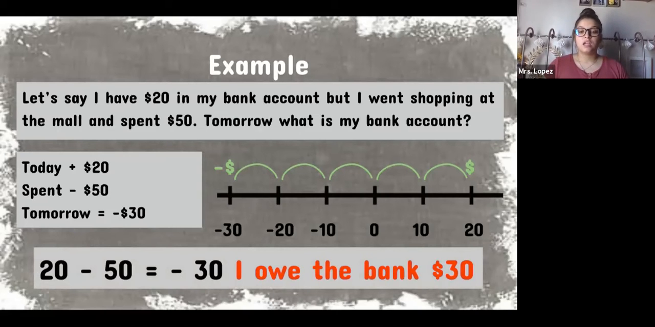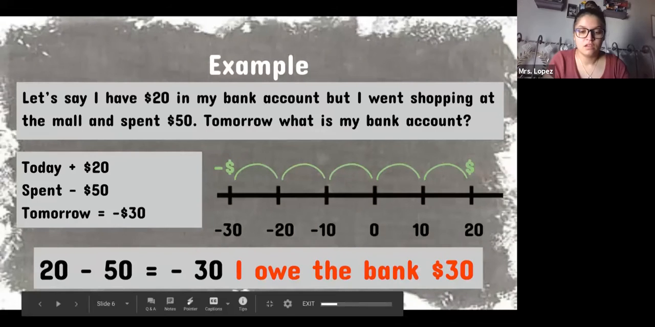This is where negative numbers really play out in the world. Sometimes we do go negative in our bank accounts, or the weather is negative. It is important to know negative numbers in order to understand how things work in the world. So now I owe the bank $30.